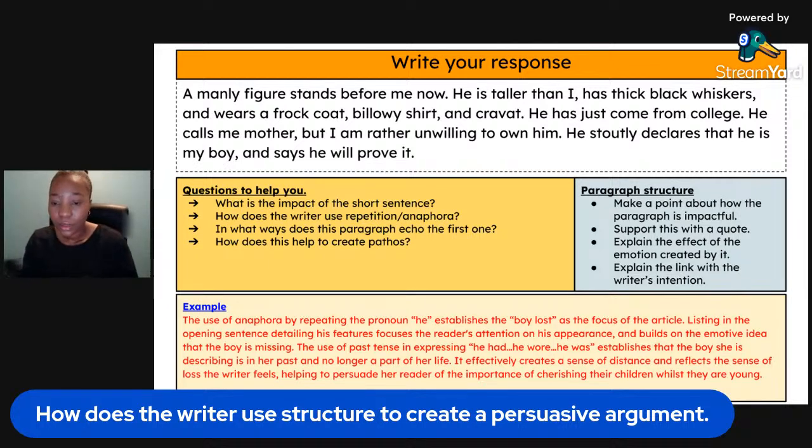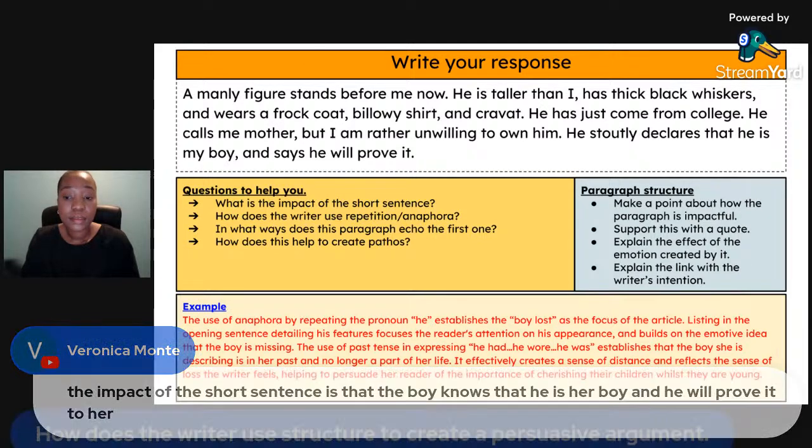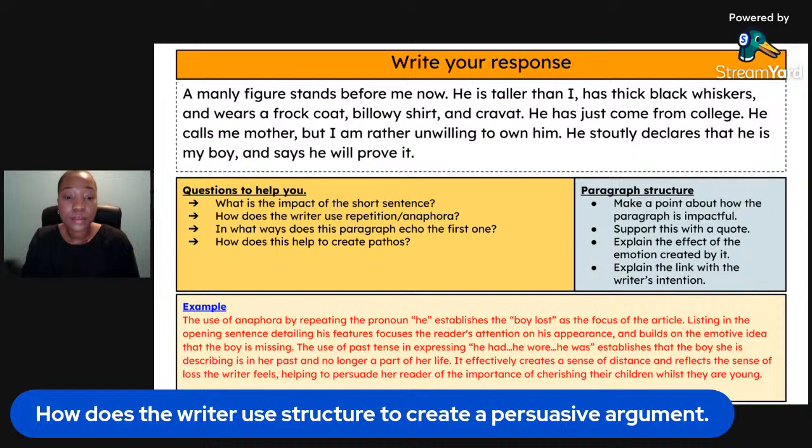Okay, so thank you, Veronica. You said the impact of the short sentence is that the boy knows that he is her boy and he will prove it to her. Yes, it does. I think that's the final one. So the short sentence I'm referring to is "a manly figure stands before me now." But yes, that final sentence, yes.